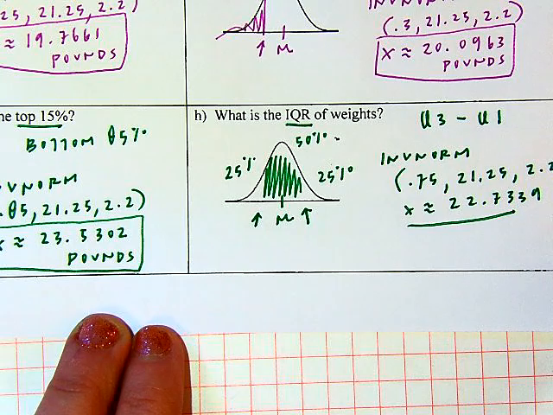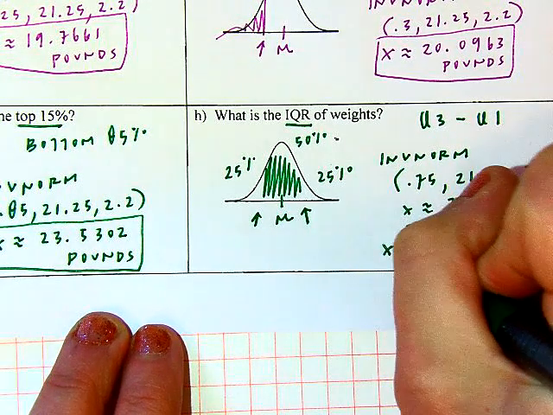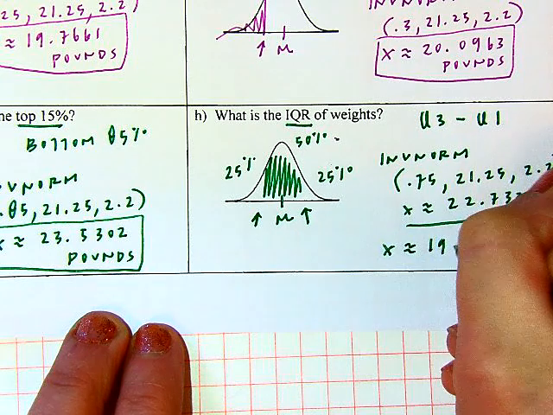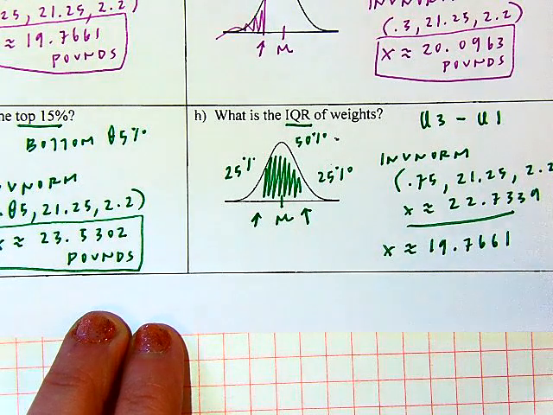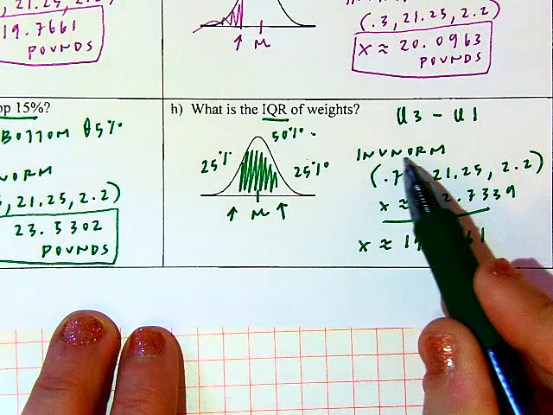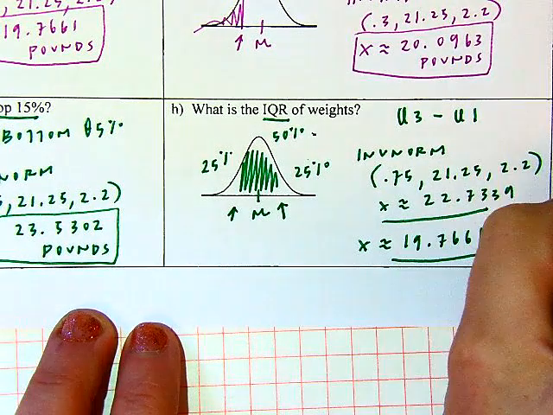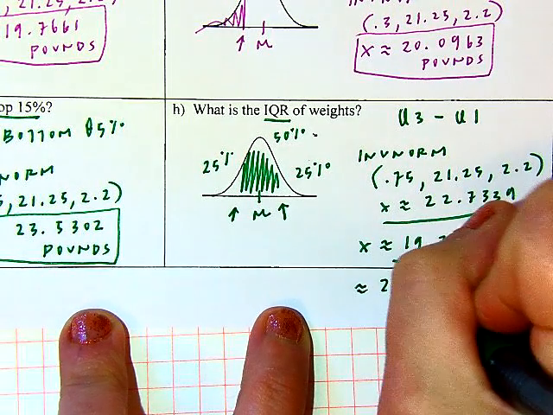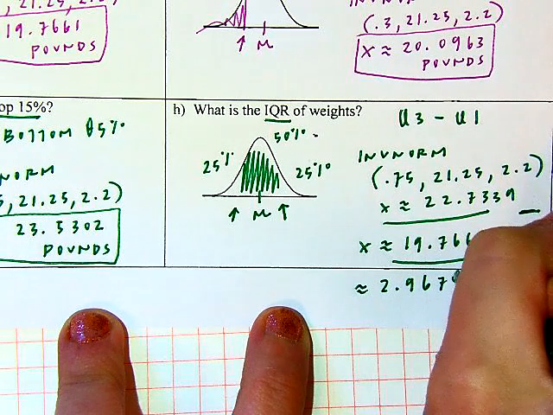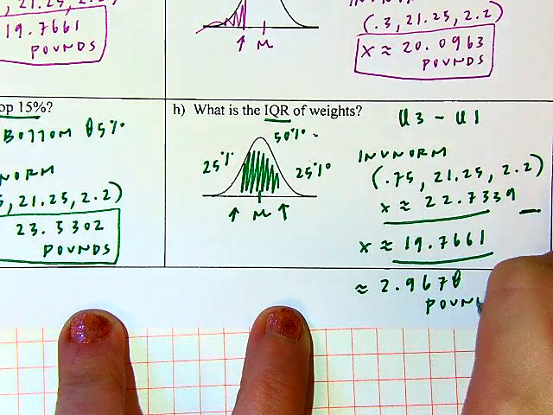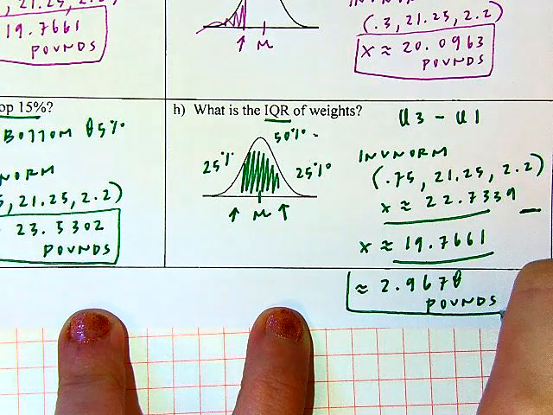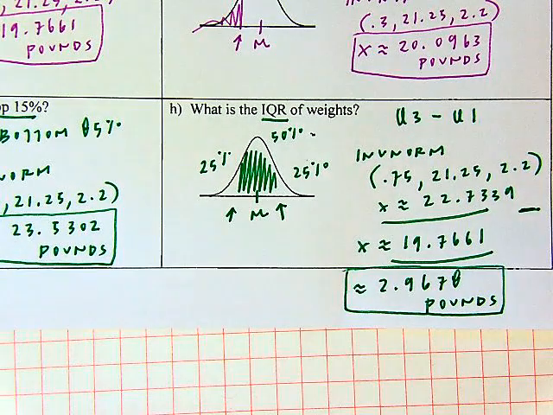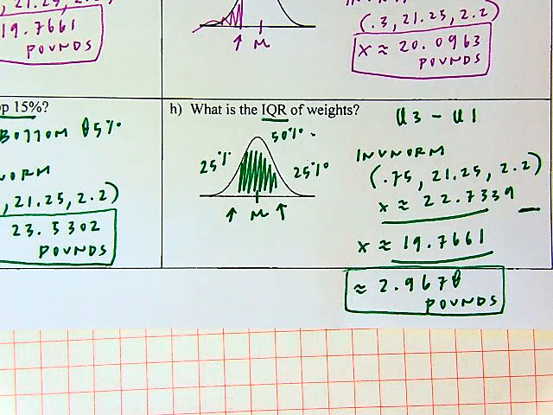Okay, and then I'll just give you the other one too. Try to move faster. So it's going to be 19.7661. The only thing that would be different would be plugging in a 0.25 right there. Okay, and then if we take the difference between them, we get to 2.9678 pounds. All right, so the range of the middle half of weights is almost 3 pounds, right? 2.9678 pounds. All right, that's it for today.